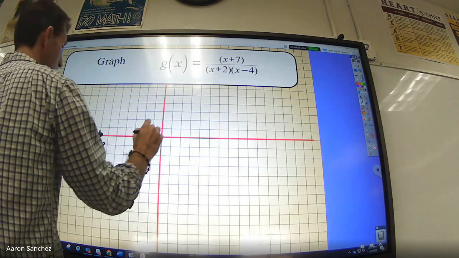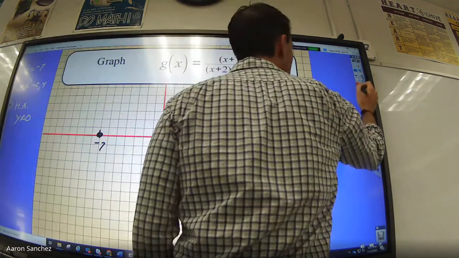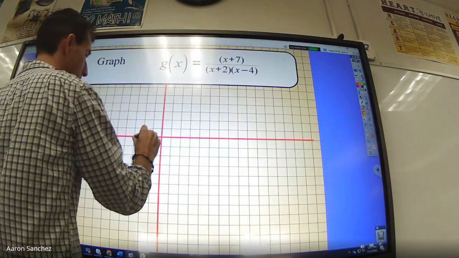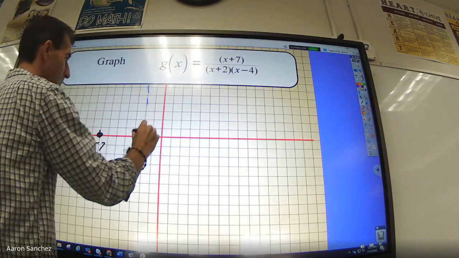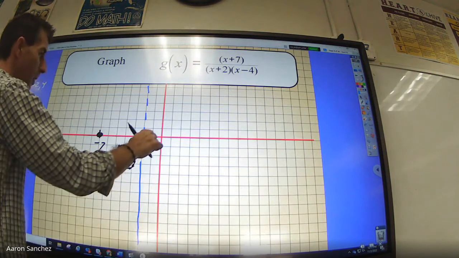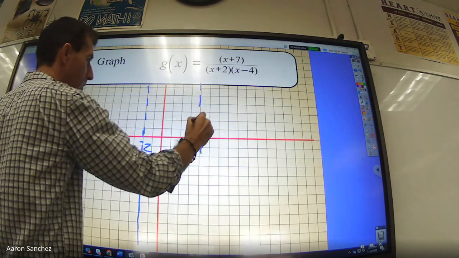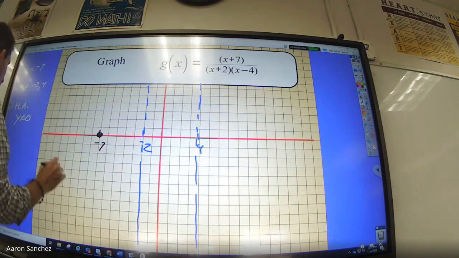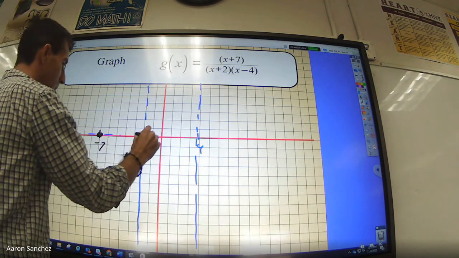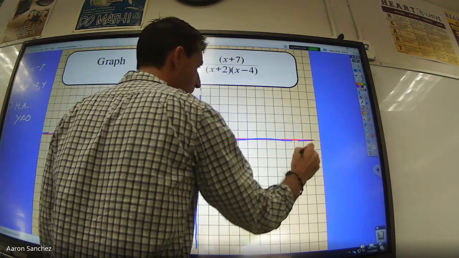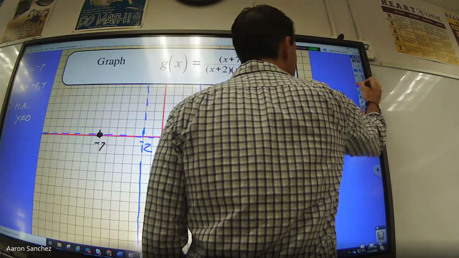I got negative 2, negative 1, 2. I go deep, deep, deep. I got positive 4, 1, 2, 3, 4 for my other vertical asymptote. I got the x-axis for my horizontal asymptote. Looks like I'm going to have to cross it there with that 0. And here we go. Let's test the limits.